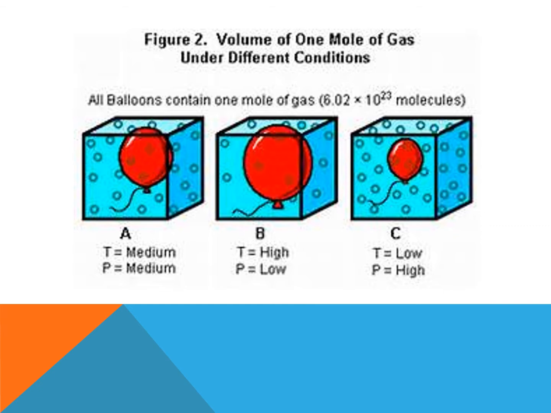For balloon A, we've got a medium temperature and a medium pressure. Balloon B, we've got a high temperature and a low pressure. Those are the conditions that a gas loves to have to increase its volume. And then C, the temperature's low, so the particles aren't moving around that much, and the pressure's high, so they don't have space to move around, so we can see a low volume. So this is how we can apply our knowledge to specific situations and see how the volume would differ.